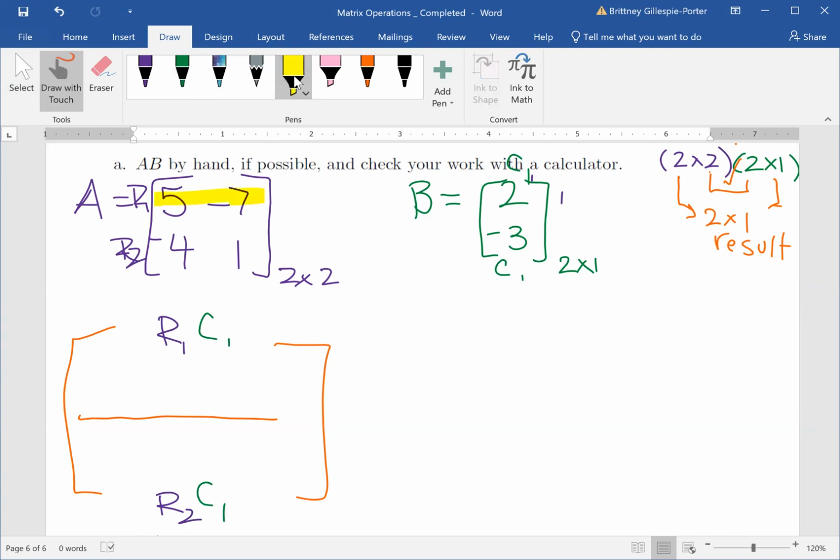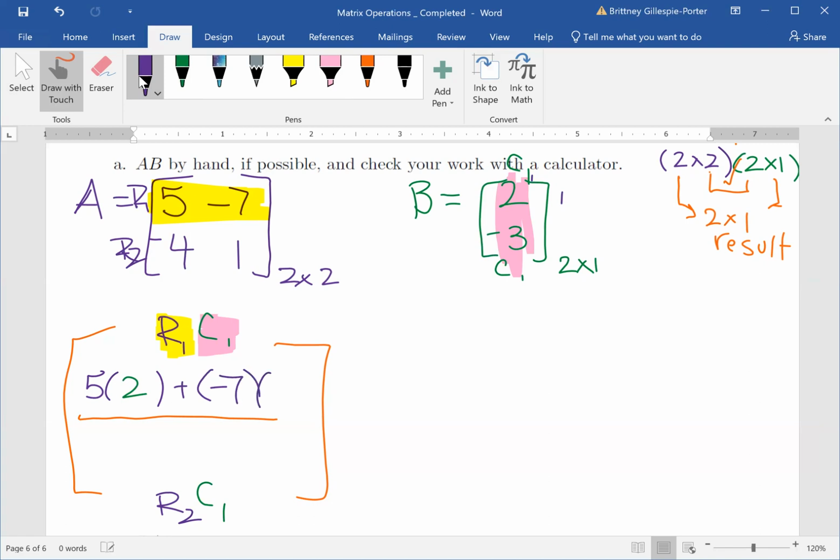So starting out, we're going to take row 1 from A. We need to multiply that by column 1 from B. Okay. Means we're going to have 5 times 2 plus, because it's always plus, -7, which came second in row 1, times -3, which came second in column 1. We're done with row 1 because it multiplied all the way through column 1, or the B matrix.